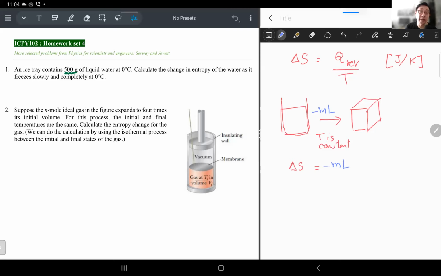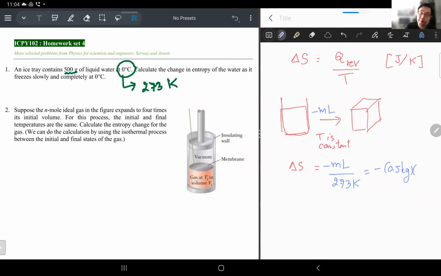The entropy change is equal to the latent heat of fusion, minus mL, divided by the temperature, and the temperature happens at 0 degrees Celsius. You can turn this into Kelvin by adding 273 to it. So that's when you put it there. And that's it, guys. You can take mass to be 500 grams. You put it in kilograms. That's 0.5 kilogram.